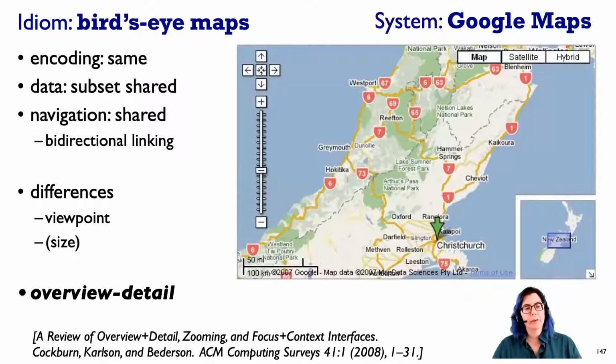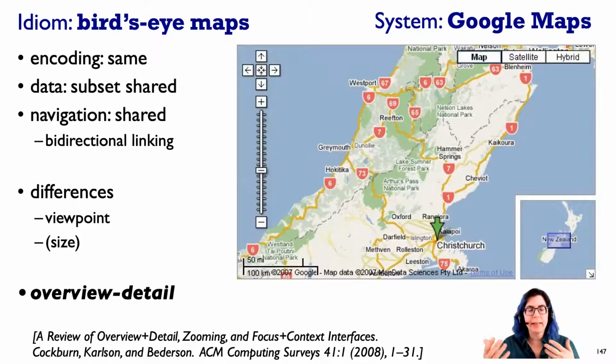Let's think about another design pattern, which is the idea of overview detail. So this particular example of it is a geographic map where we've got a so-called bird's eye view, where we have a large detail view and a small overview. In this case, we have the same visual encoding. These are both showing geographic data where we're using the given spatial position to actually show that geometry. The data that's shared is a subset. We've got a subset in one view compared to the overview.